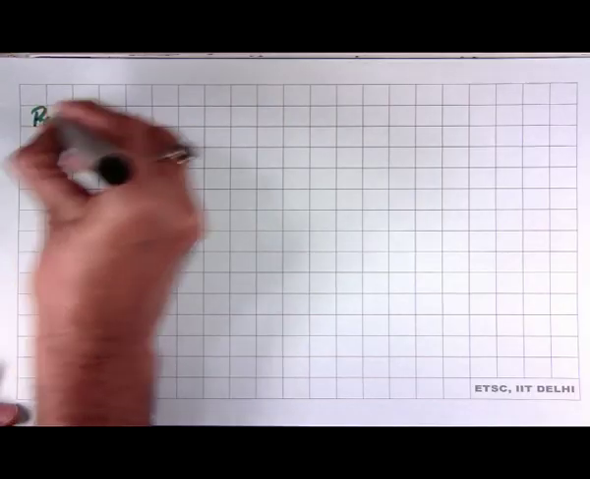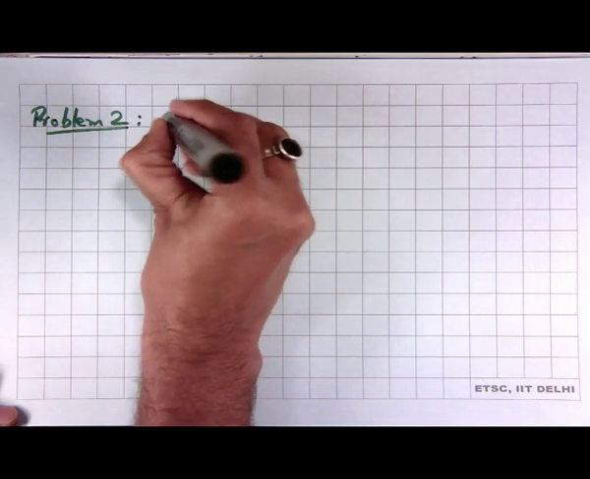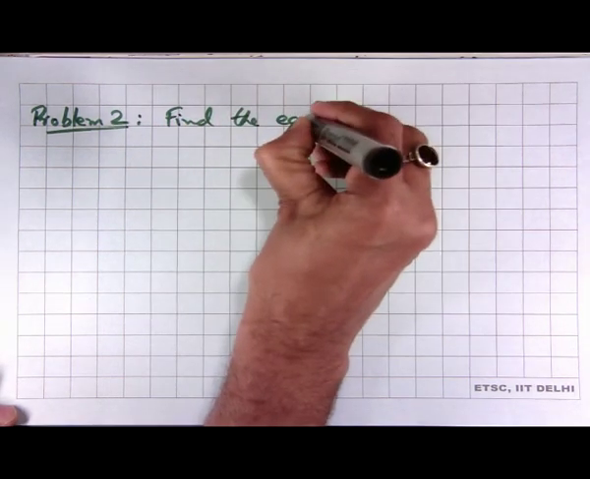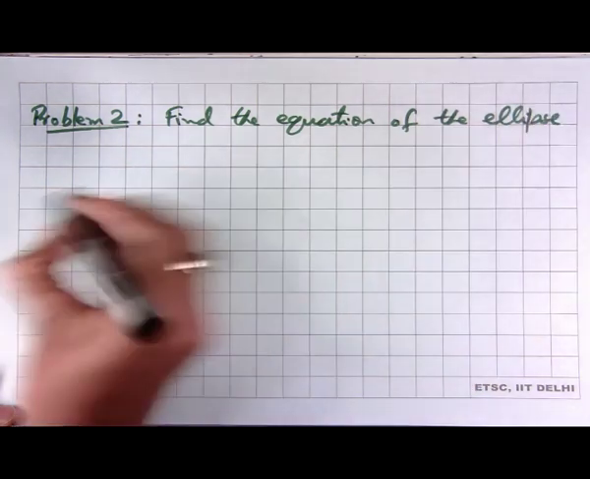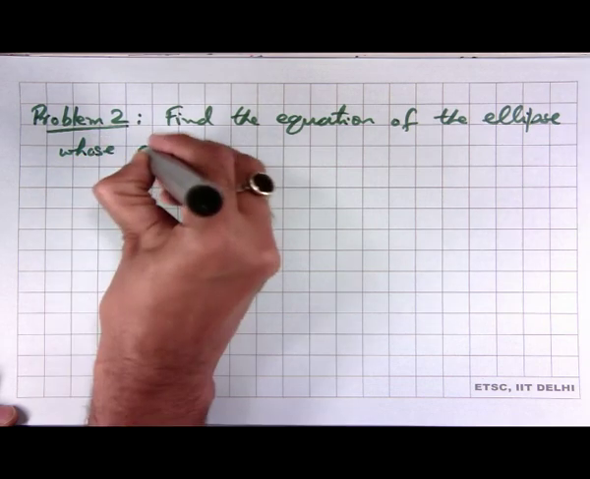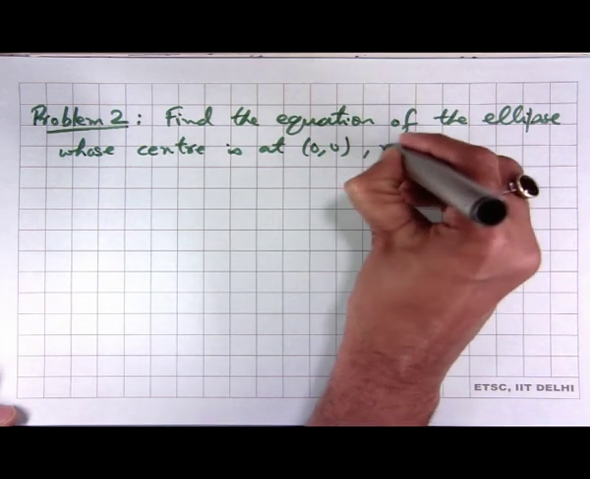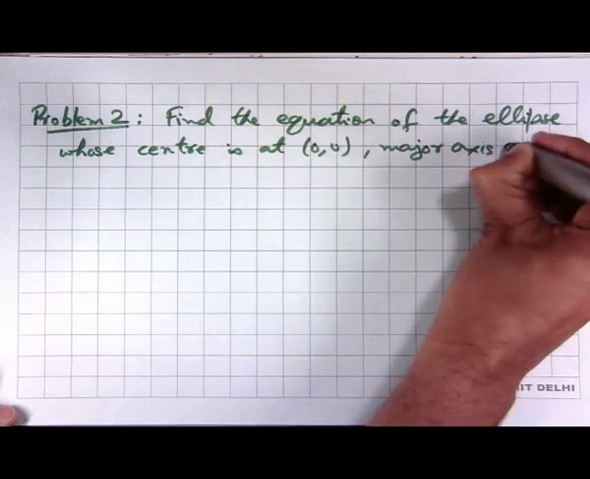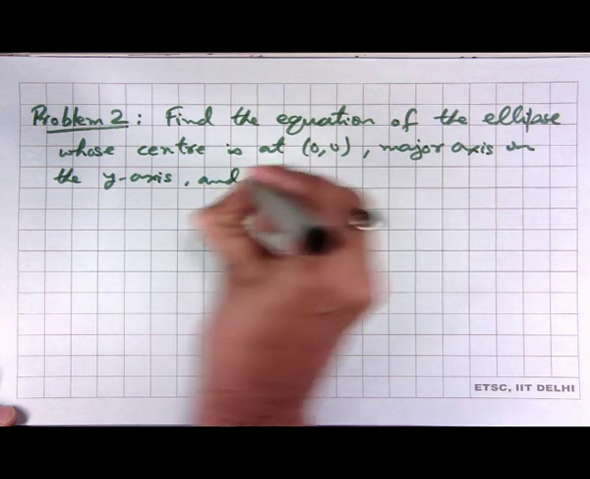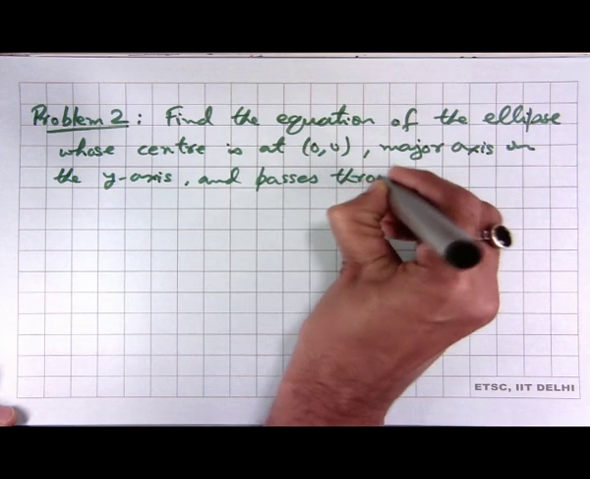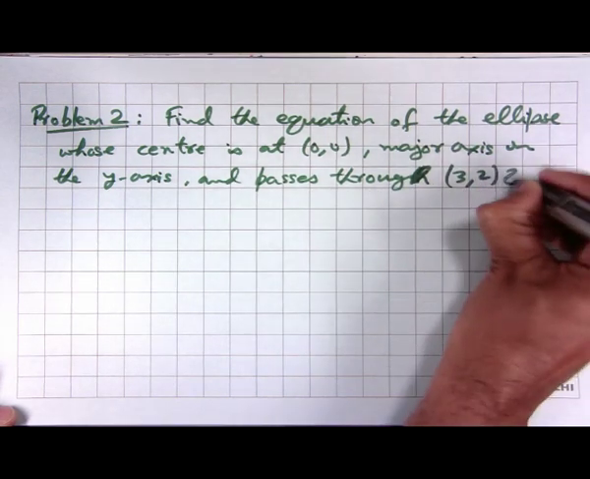Let us look at one more problem. Find the equation of the ellipse whose center is at (0, 0), major axis is on the y axis and passes through these 2 points (3, 2) and (1, 6).